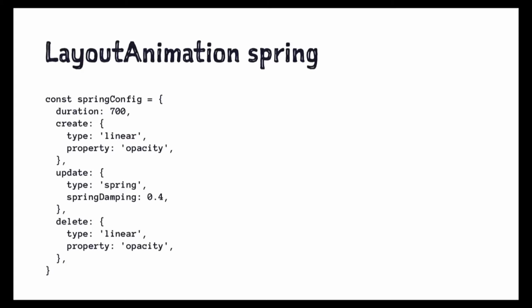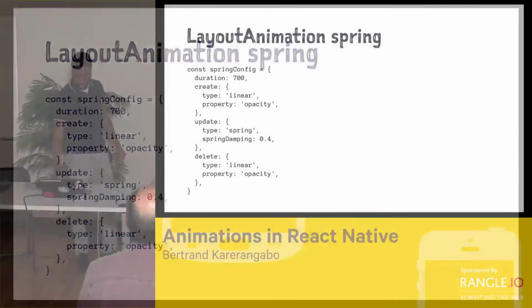During update, we're going to declare the animation to be a spring animation, and then we're going to declare a spring damping, which is really what we're talking about when we talk about spring damping. It's a combination of the friction and the spring constant in the spring. So just how firm it is. Delete here, again, as it gets removed from the view, we're just going to linearly toggle its opacity. That makes sense? OK, great.